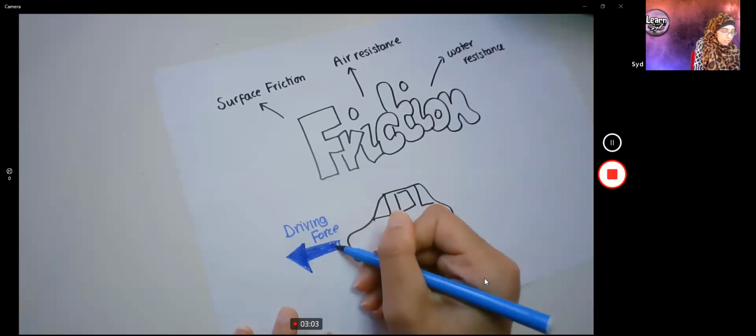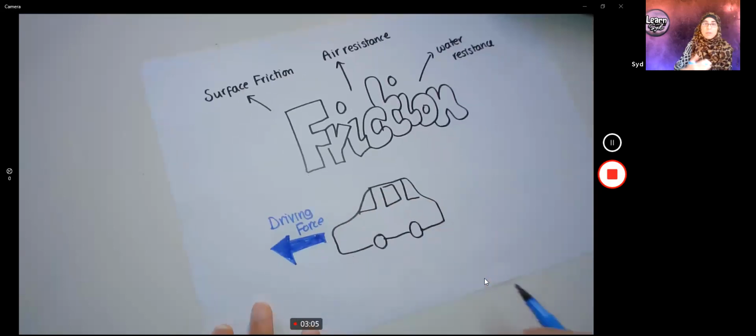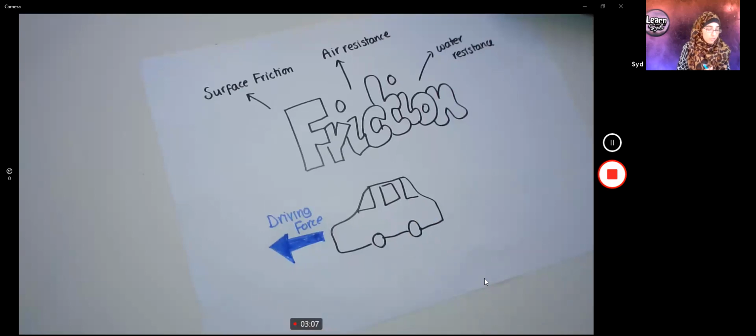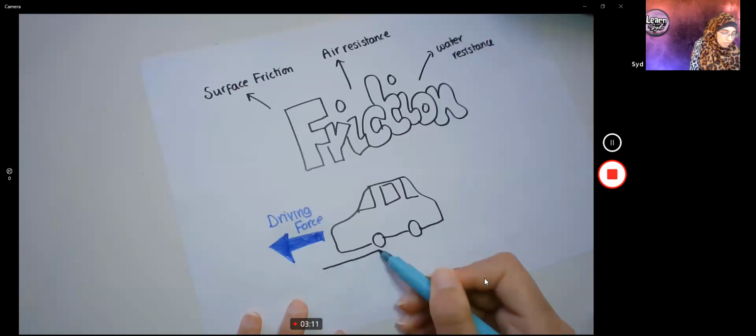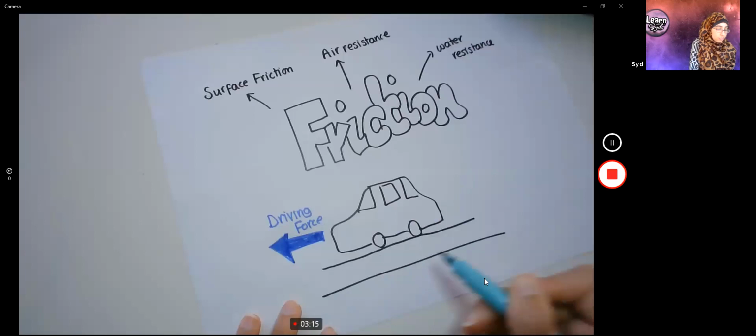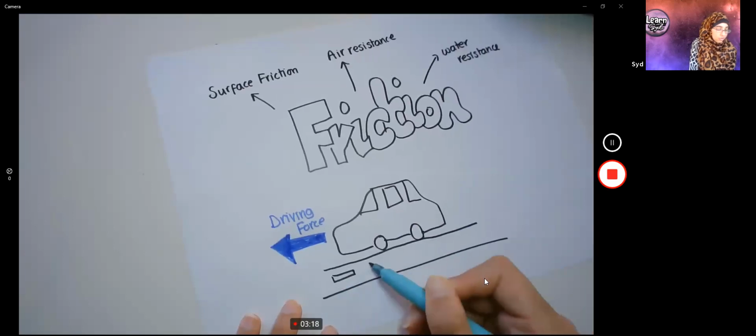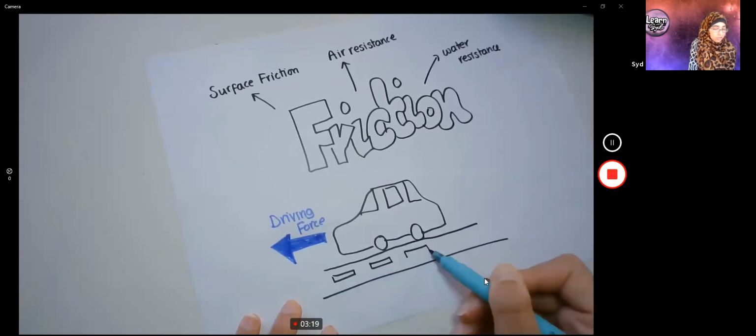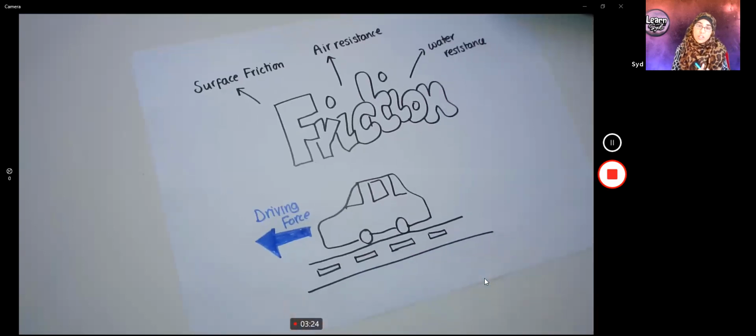So this is my driving force, and that's coming from the engine of the car and it's pushing it forward. Now the tires on my car are going to be on the surface of the ground. Okay, that's your road. Let's draw the lines on my road. So that car is traveling along the road.